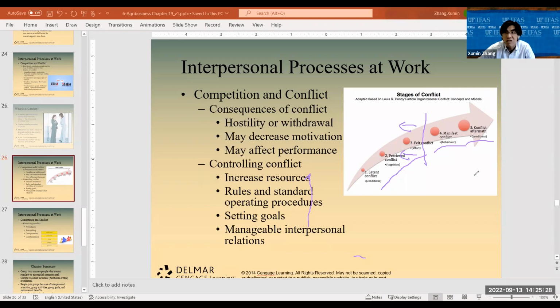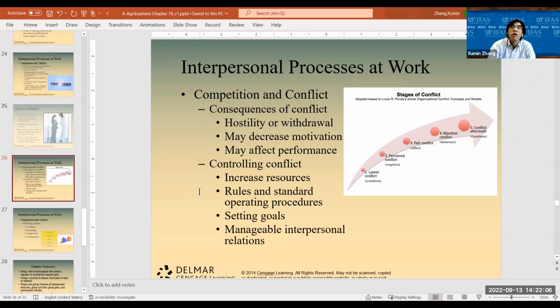But if it is already a manifest conflict, or a conflict that has already caused consequences, it's very difficult to resolve anymore. As the project manager, we are also the conflict solving manager. Sometimes we call it conflict manager, right? But that sounds wrong. It's conflict solving manager.